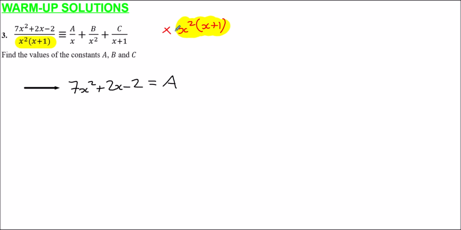equals a. Now, if I multiply a over x by x squared, dividing by x, multiplying by x squared leaves me with a positive x overall. I've got this bracket x plus 1. If I multiply this b over x squared by x squared (x plus 1), the x squared on the bottom and the x squared multiplying will cancel, so I'm just going to be left with b lots of (x plus 1). And then finally, c divided by x plus 1 multiplied by x plus 1, the x plus 1 terms will cancel, so we're just going to have c multiplied by x squared.